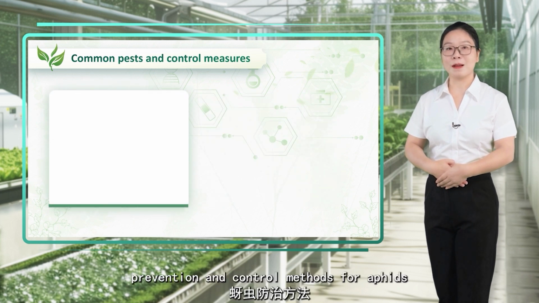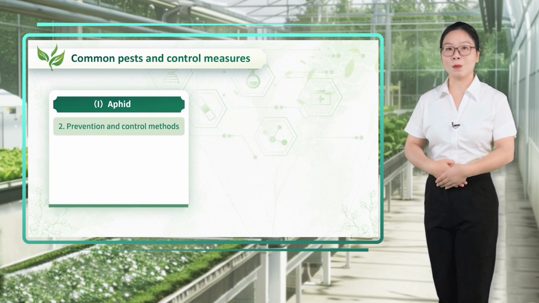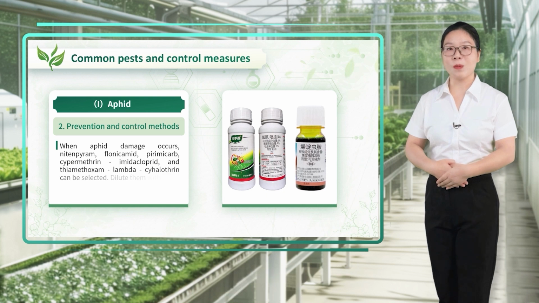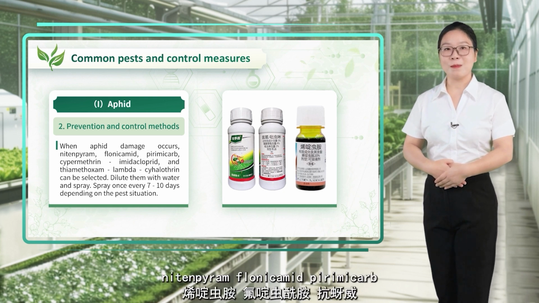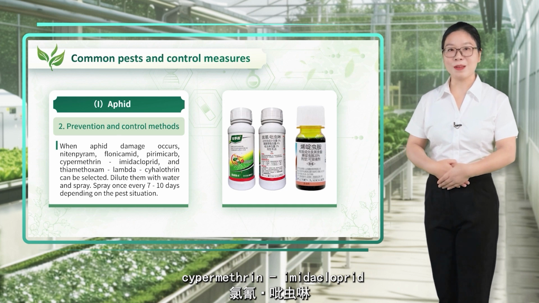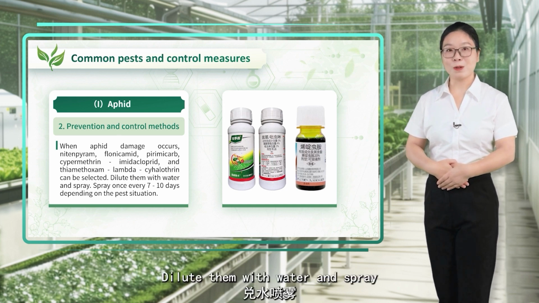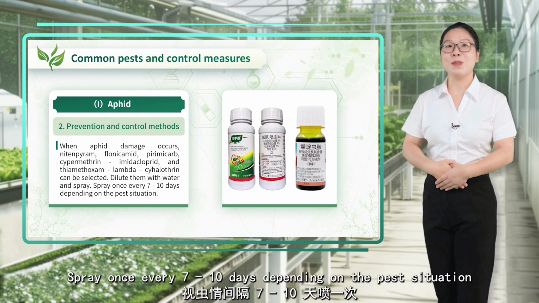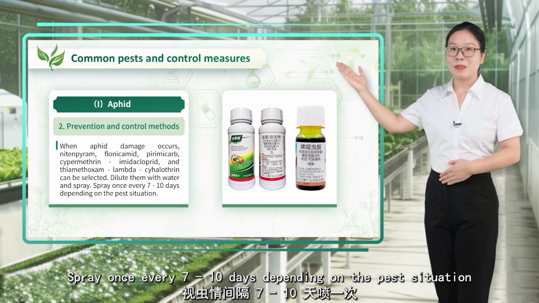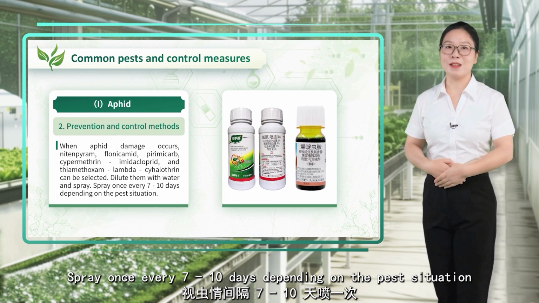Prevention and control methods for aphids. When aphid damage occurs, nitenpyram, flonicamid, pirimicarb, cypermethrin, imidacloprid, thiamethoxam, and lambda-cyhalothrin can be selected. Dilute them with water and spray. Spray once every 7-10 days depending on the pest situation.